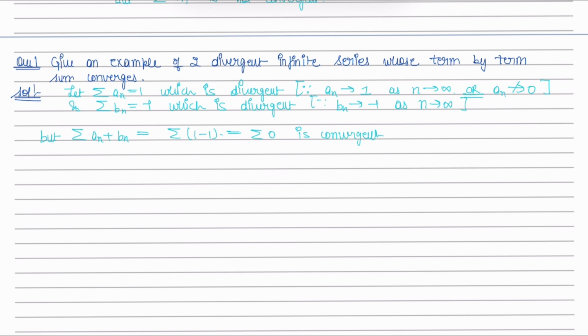So we have considered two divergent infinite series, but when we take the term by term sum of both the divergent series, it converges.